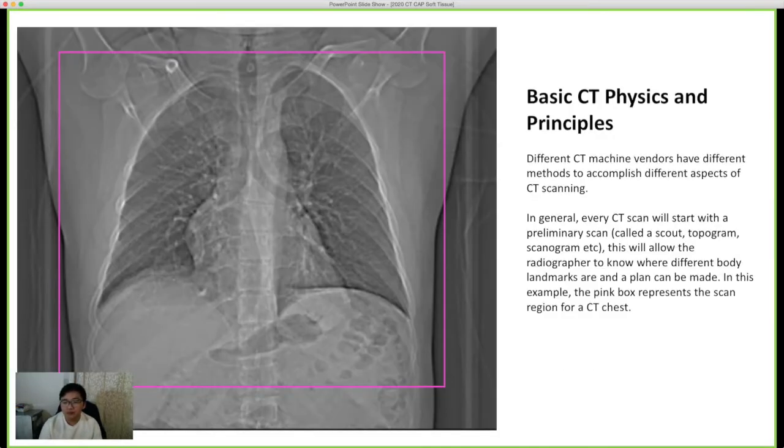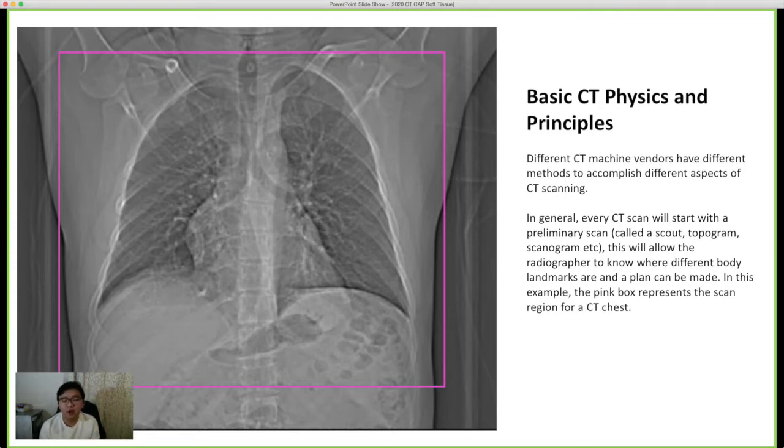Now, before we get started, CT physics, a very basic rundown, or more so the CT workflow, I should say. Before we begin any CT acquisition itself, we take a quick topogram, a quick scout, a quick scanogram of the body of interest. Every vendor has their own way of doing things. So what do we do?